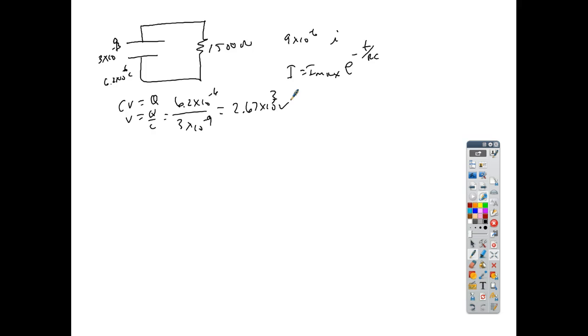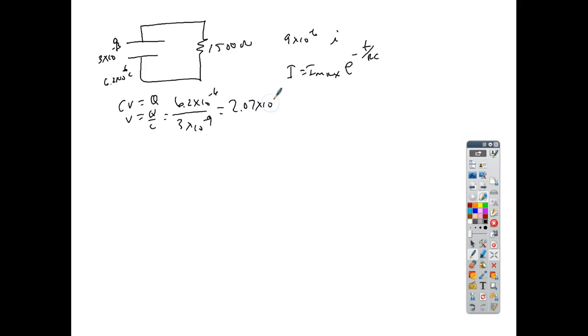All right, so that's my voltage. That's not good enough. I need current. So how do I figure out what my current is? 2666 equals, or 7, there should be a zero. 2.06. You're right, I'm wrong. That's my bad.